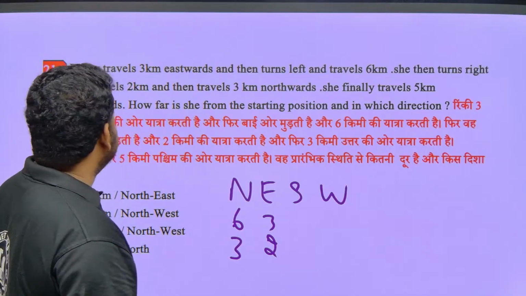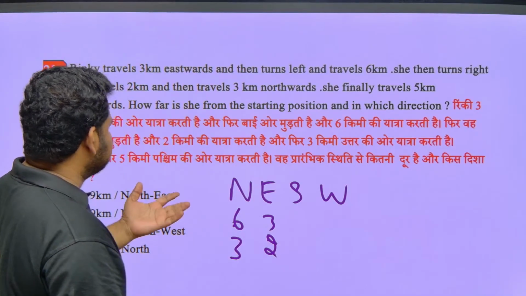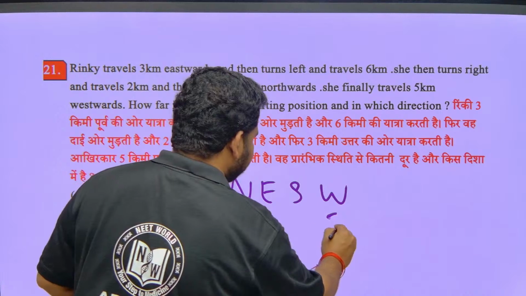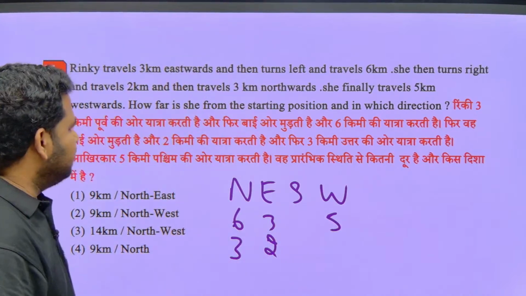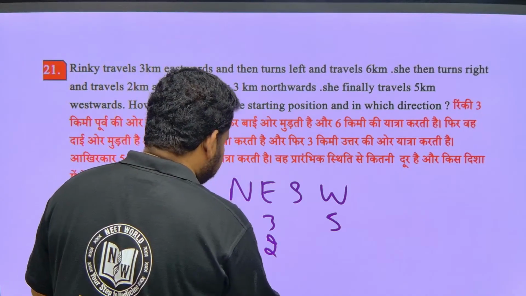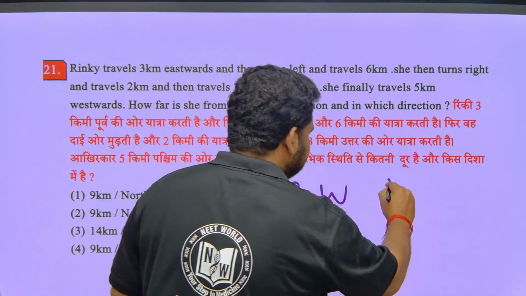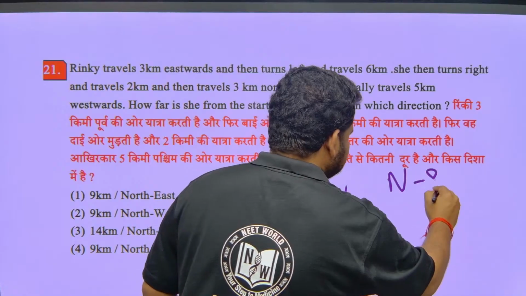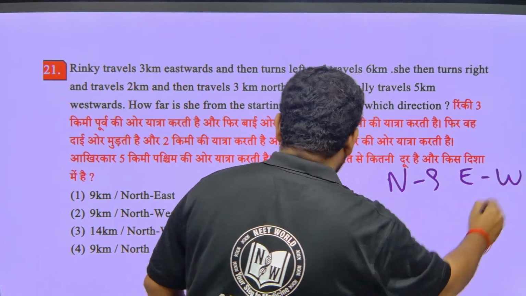She finally travels 5 kilometers westwards. 5 kilometers westward means under west I should write how much? 5. That's it. Now under south nothing is there. So, if I talk about the difference, what do we have to find? North, south, east, west. Correct? No. Under north what is there?